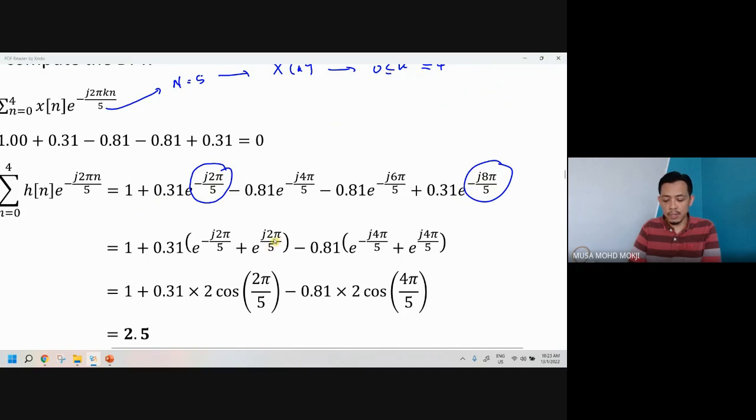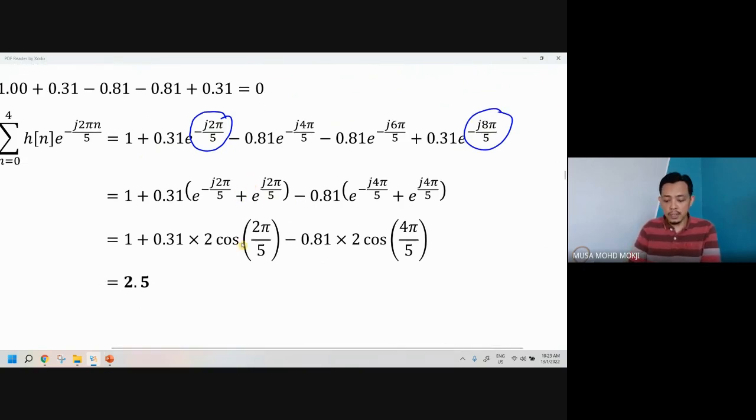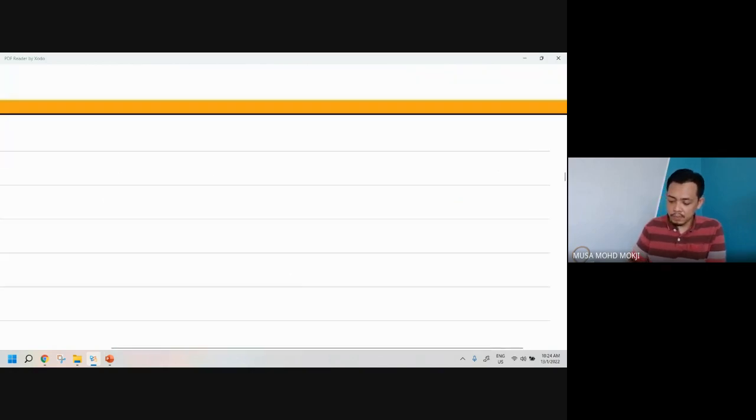Okay, so why do we do this? Why do we need to identify this and convert this into this one? Because if we group this as a single set, later we can have a 2 cos 2 pi over 5. So it will make our calculation easier. But first, of course, you need to identify that this is minus j2 pi over 5, and we know that minus j8 pi over 5 is actually equal to positive j2 pi over 5. So how is that?